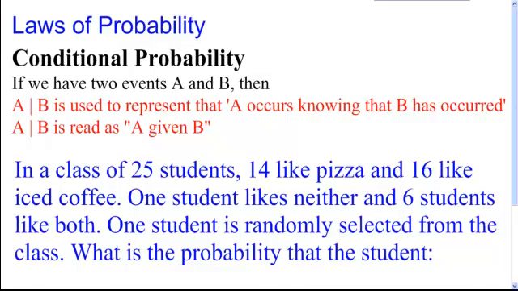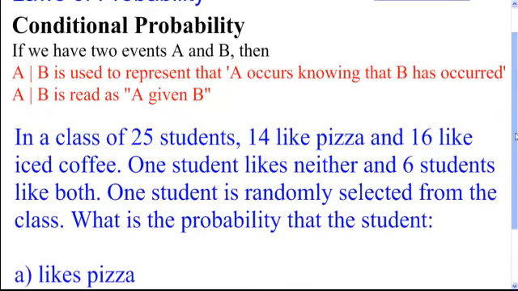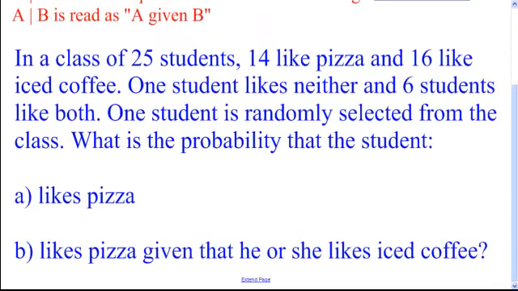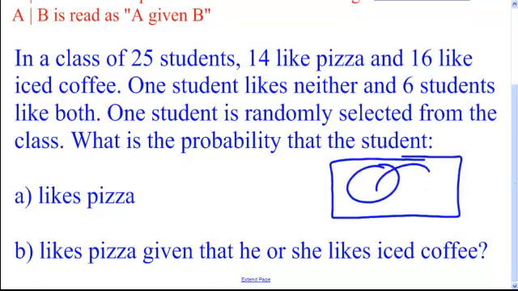So in a class of 25 students, 14 like pizza, 16 like iced coffee, 1 student likes neither, and 6 like both. 1 student is randomly selected from the class. What's the probability of that, etc. First thing I would be doing is drawing myself a picture. Venn diagrams are going to be really, really helpful to try to organize your information, because then I can exclude pieces of information as it tells me.